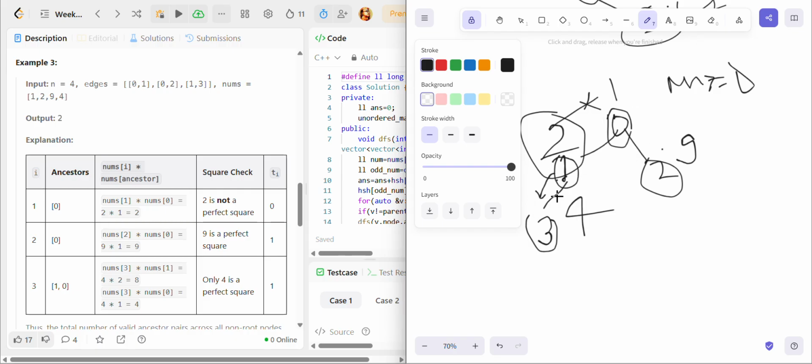Then we will go to 3, and in 3 the value is 4 and the ancestors are 1 and 0. So 4 into 2 is not a perfect square. For 3 and 0, it is a perfect square because 4 into 1 equals 4. It's a perfect square, so the answer will be updated to 1. Now in the second node, the value is 9 and its ancestor is 0. So 9 into 1 is a perfect square, and the answer will be updated to 2. Yes, the answer is 2.